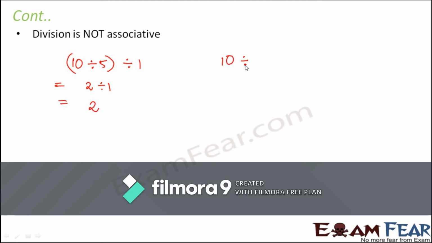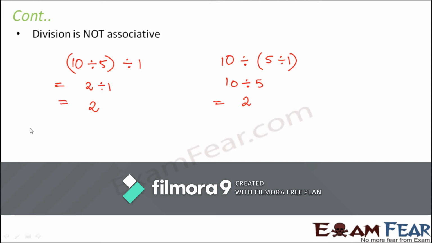Now the same thing we perform in different order, that is 10 divided by (5 divided by 1). So what do you get? You get 10 divided by 5. So as a result you get 2. Wow, you have got the same result in both the cases. So does that mean that division is associative? What do you think? Do you want to give it a thought?